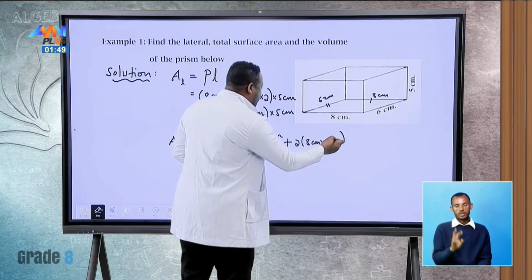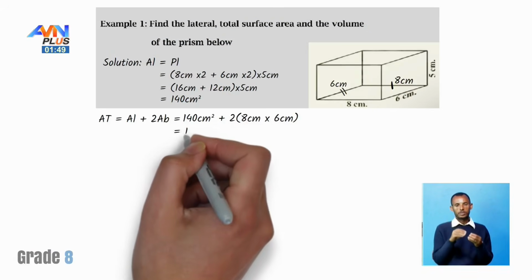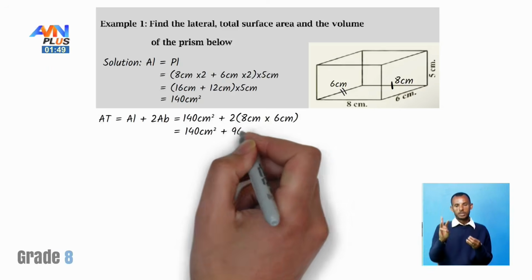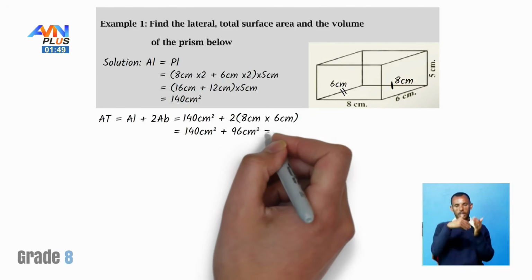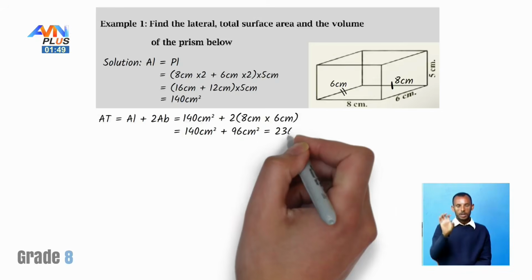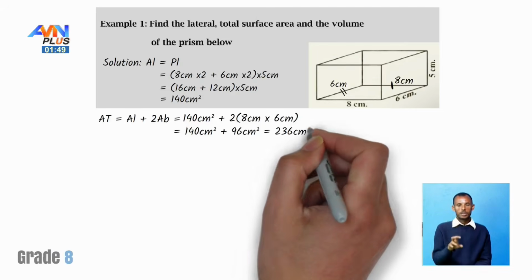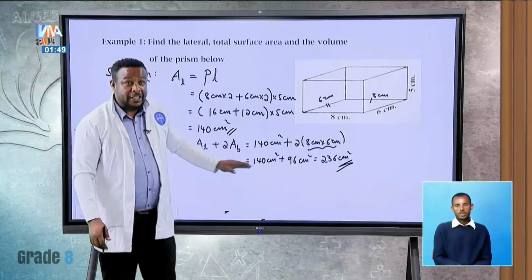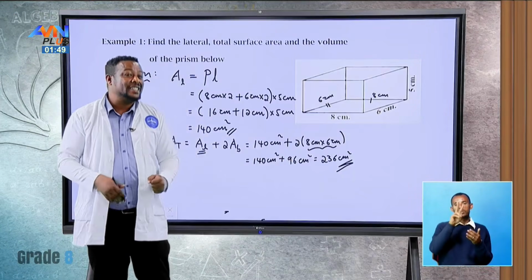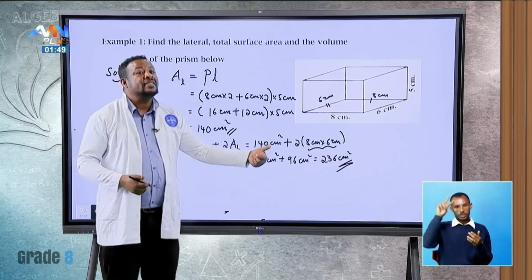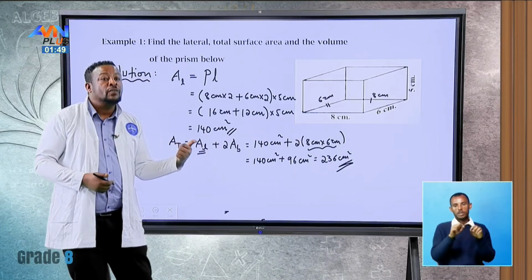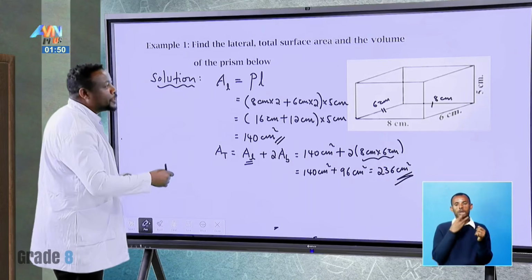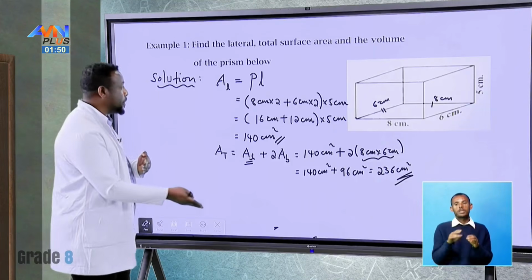So we add 140 centimeter square with 96 centimeter square. So totally, the sum of these two is 236 centimeter square, which is the total surface area of the prism.